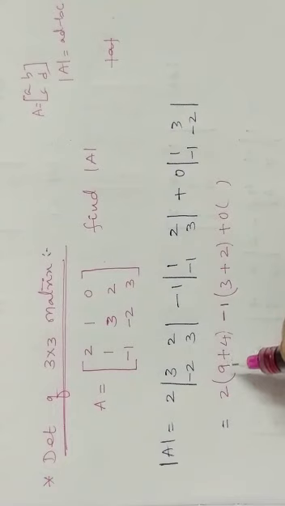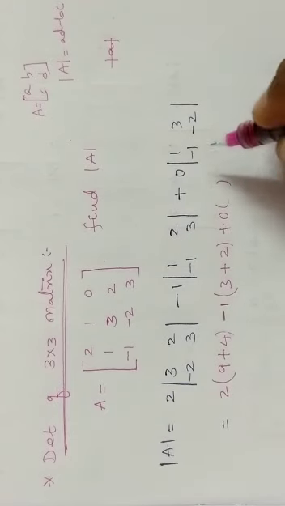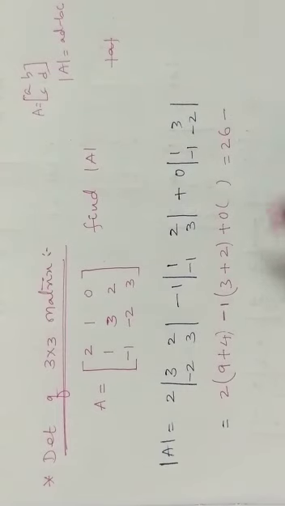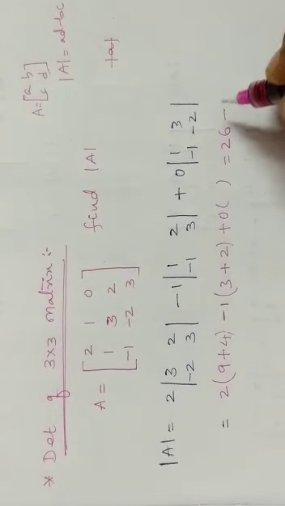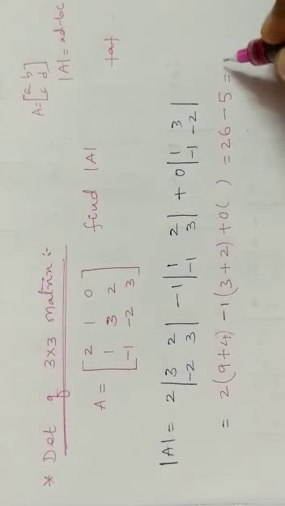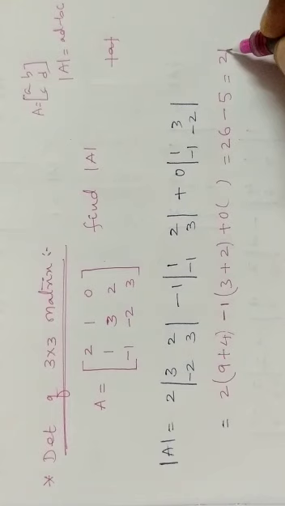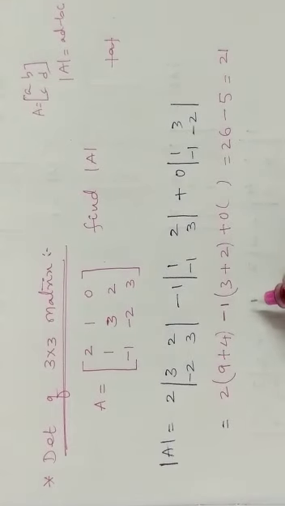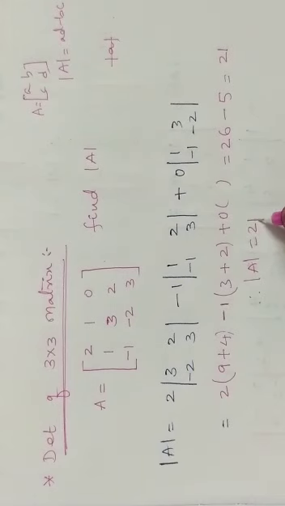Simplify. 4 plus 9, 13. 13 2s are 26, minus, 3 plus 2, 5. 5 into minus 1, minus 5. 26 minus 5, 21. Therefore det A equal to 21.